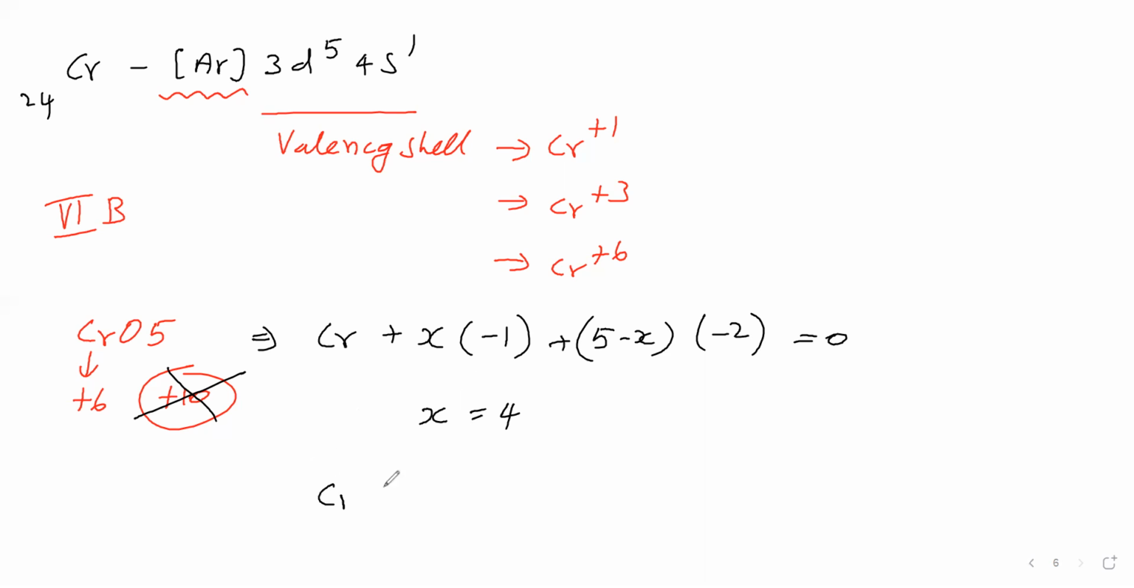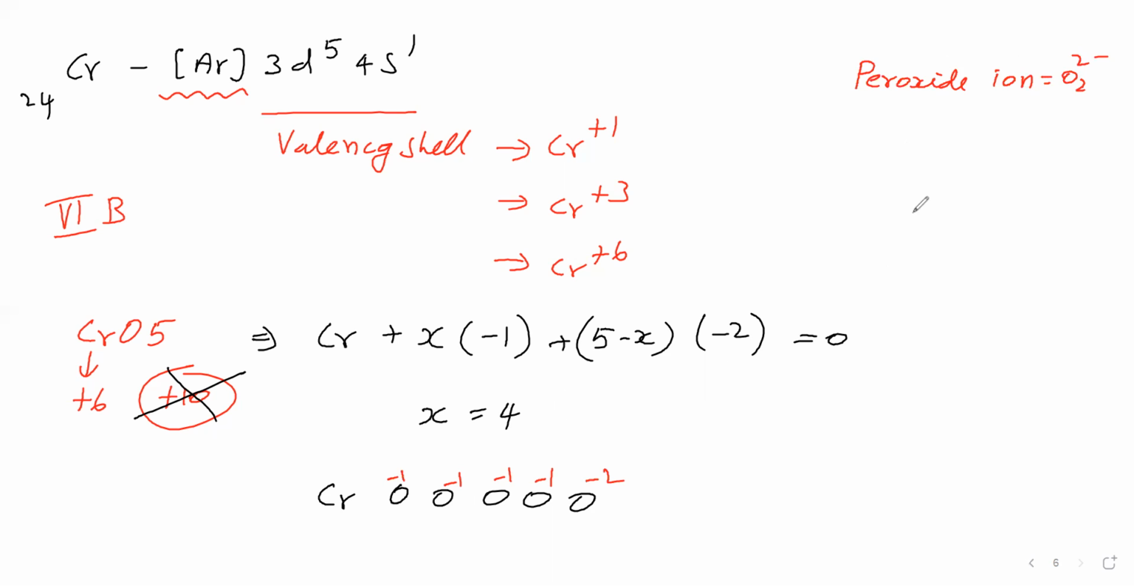Therefore, in CrO5, 5 oxygen atoms are there. How are these taking charge? 4 oxygen atoms are taking -1, and 1 oxygen is taking -2. A -1 oxidation number means that is called peroxide. One peroxide ion has the formula O2 2-. Here 4 oxygens carrying -1 means 2 peroxide ions are present.